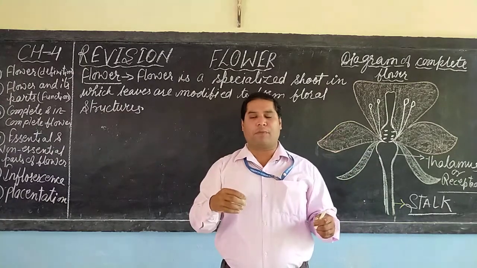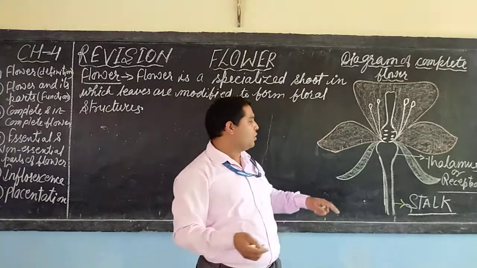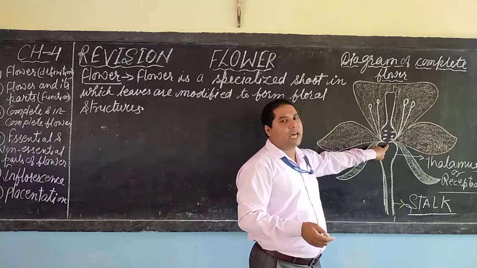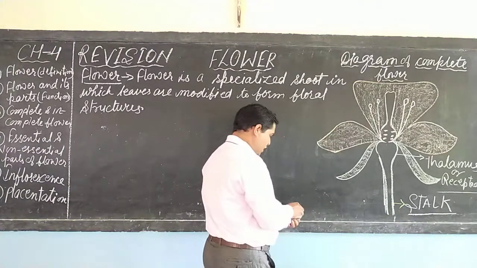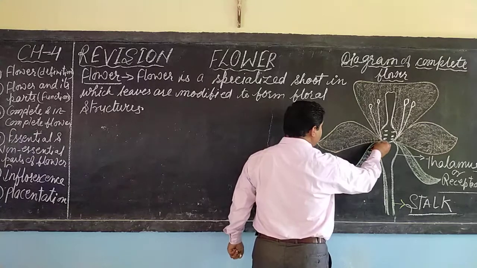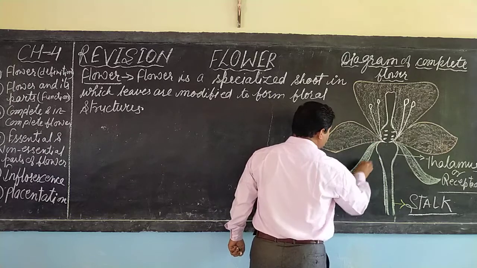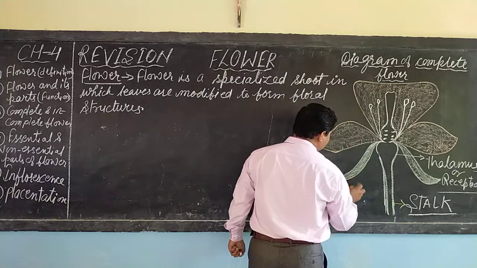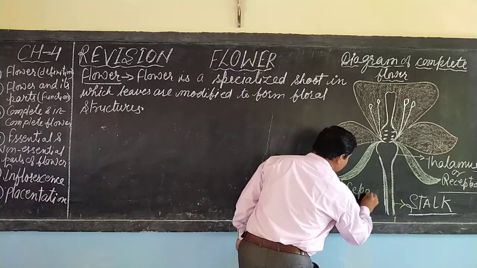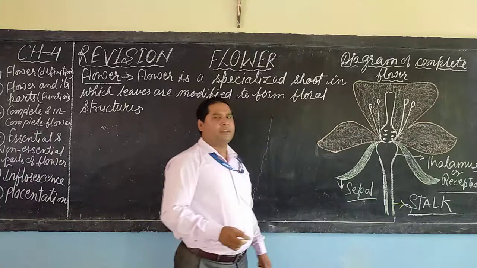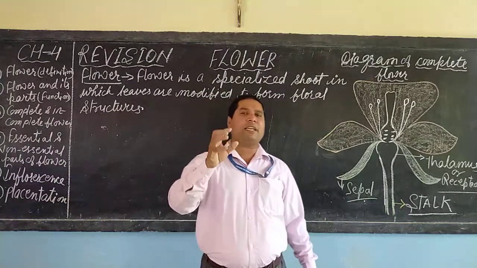Means all the floral parts, sepal, petal, androecium, that is the male part, and the female part, all start from the thalamus only. Let us see now the green part. You see here, a green leafy-like structure. This part is known as sepal, the green part of the flower. It is similar to the leaf only.